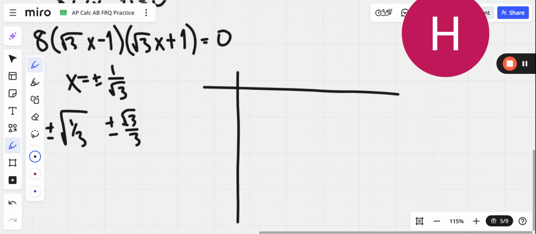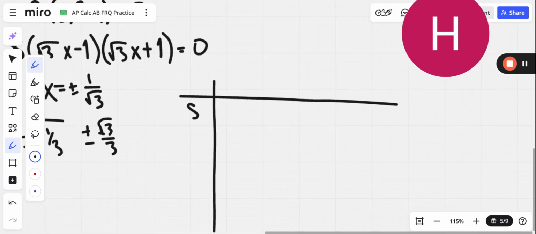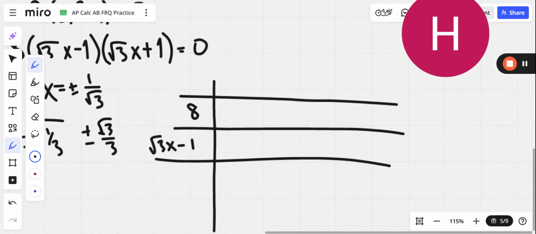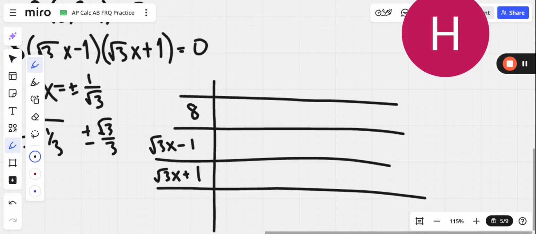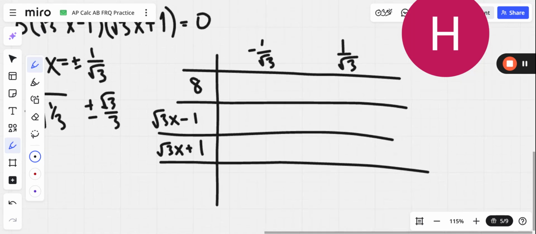Let's put these on a chart. So of course 8 is always a positive factor. Square root of 3 x minus 1 is a factor. Square root of 3 x plus 1 is a factor. And I'm taking my time to graph all of this out for you guys. I probably wouldn't do this so slowly and so cleanly if I were actually taking the exam. So we're going to have 1 over root 3, and we're going to have negative 1 over root 3. This one's going to make that 0, this is going to make that 0.